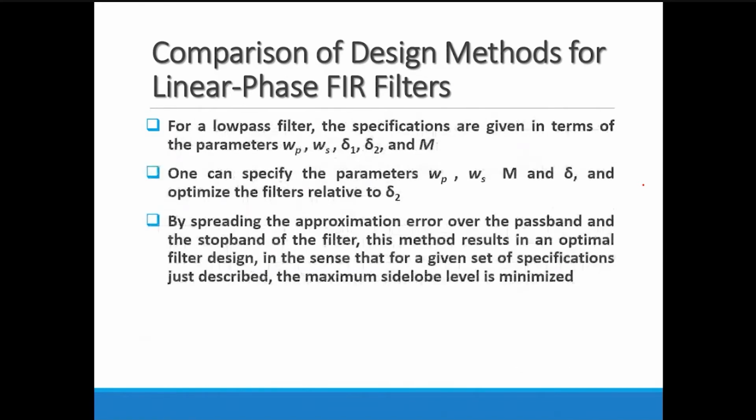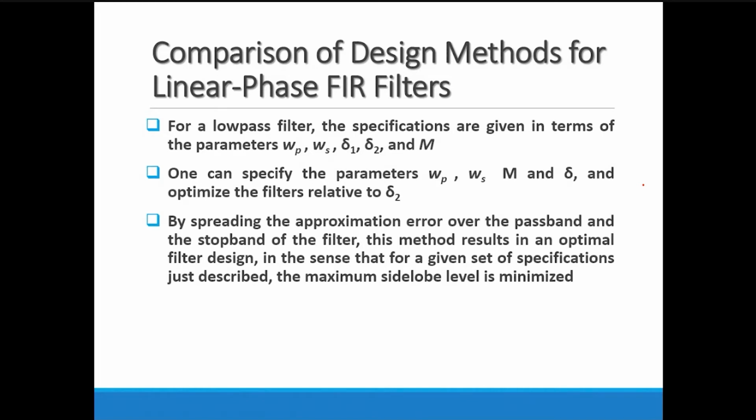So for a low pass filter, the specification are given in terms of the parameters: passband frequency, stopband frequency, delta band, passband ripples, stopband ripples, and length of the filter. One can specify the parameters omega p, omega s, M, delta 1, and optimize the filter relative to delta 2, meaning the stopband ripple, by spreading the approximation error over the passband and the stopband of the filter. These methods result in an optimal filter design in the sense that for a given set of specifications just described, the maximum side lobe level is minimized.